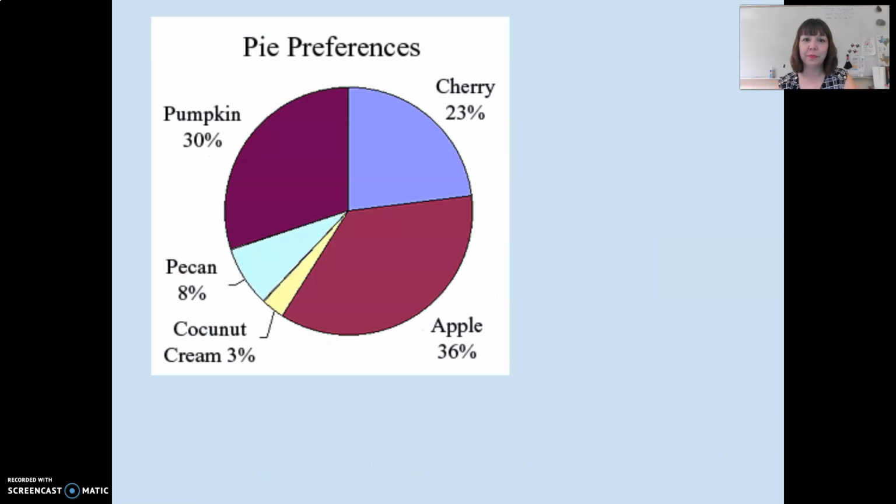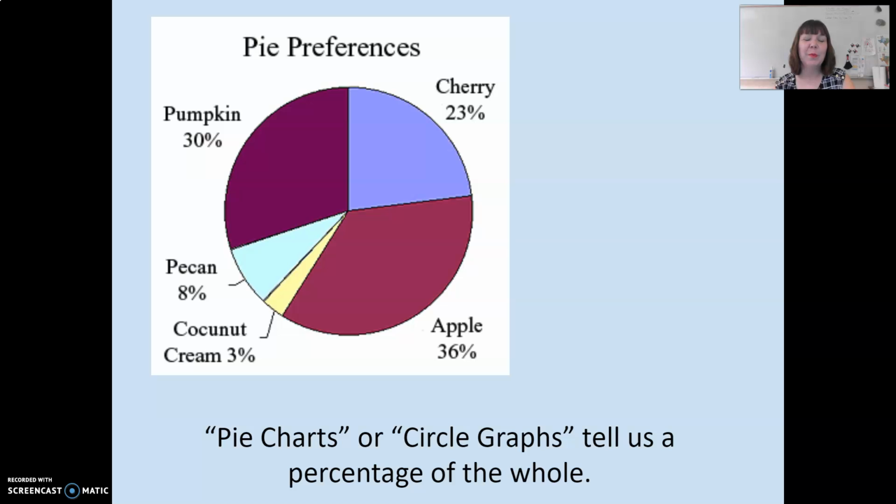Here's another one. What would you call this graph? This is a pie graph or a circle graph about pie. Pie graphs or circle graphs tell us a percentage of the whole. What percent of everyone surveyed like pumpkin pie? What percentage like apple? Which one do they like the most? The one that's enjoyed the most would have the biggest piece of the pie, right?